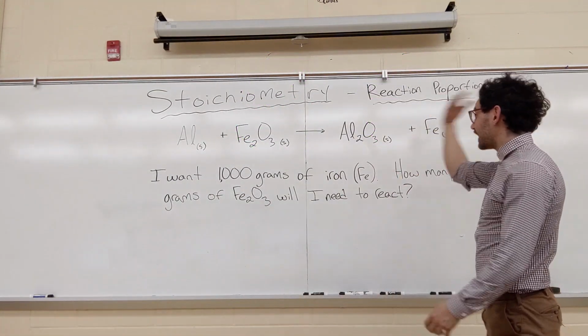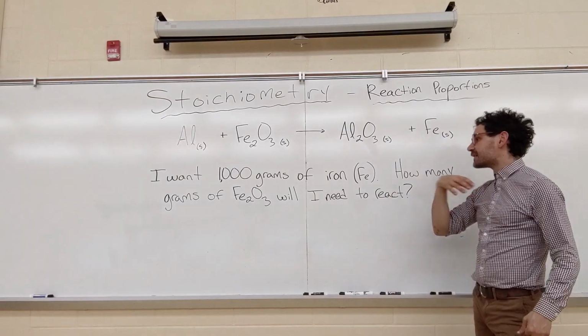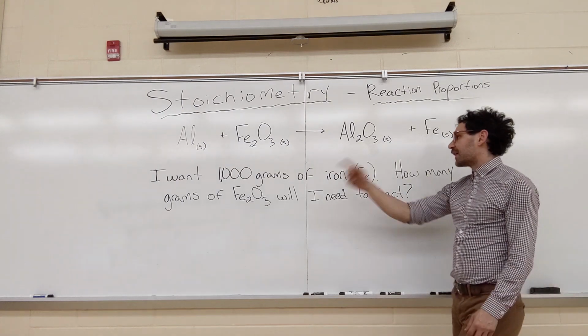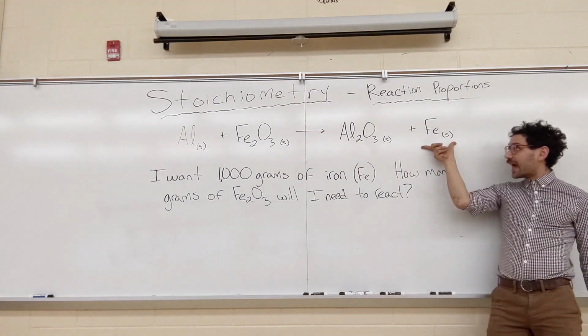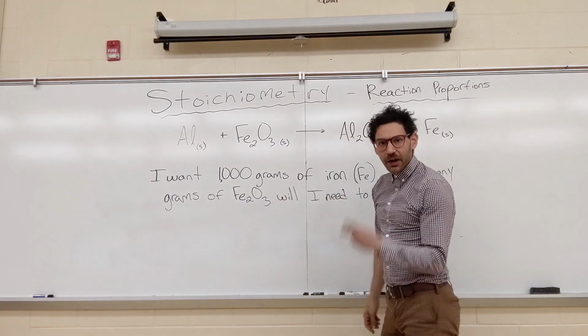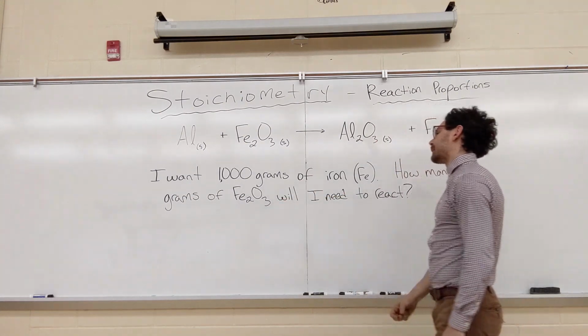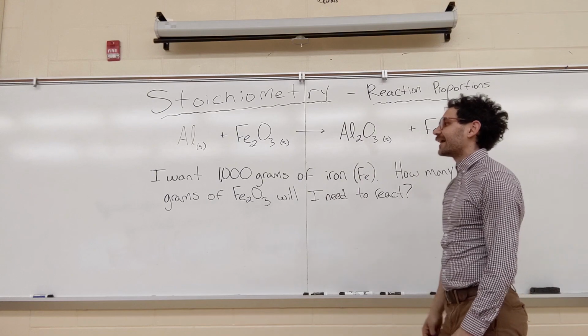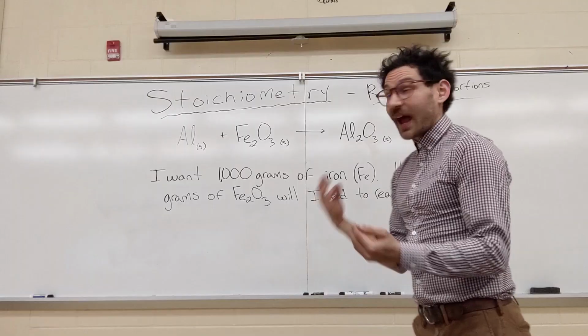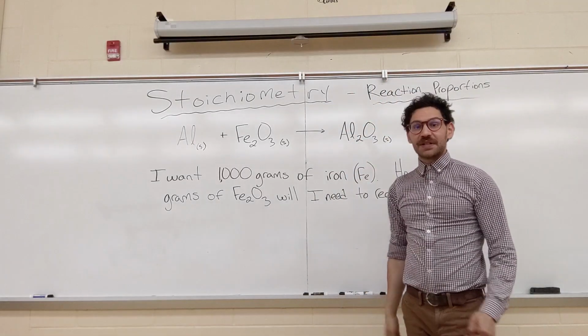So here we have an equation, chemical, and a problem or a question. I want to make 1,000 grams of iron, Fe. How many grams of Fe2O3, iron(III) oxide, will I need? If you're thinking in your head, 1,000 grams, because we want 1,000 grams of iron, so we need 1,000 grams, you're wrong. I'm sorry, you're wrong. And this is where stoichiometry comes into play.